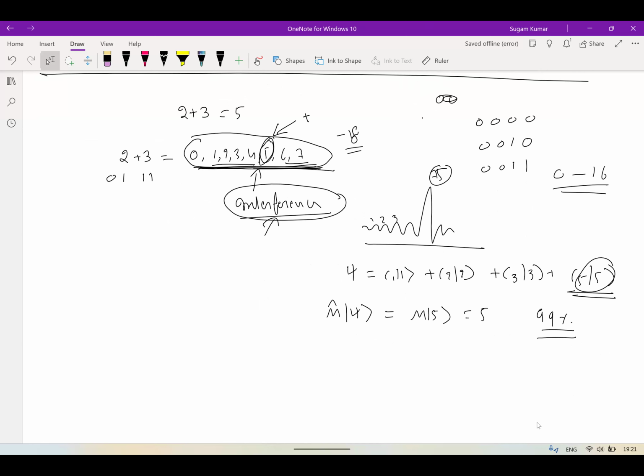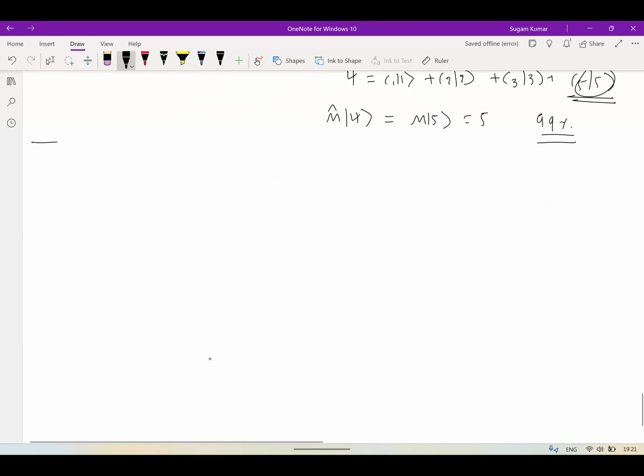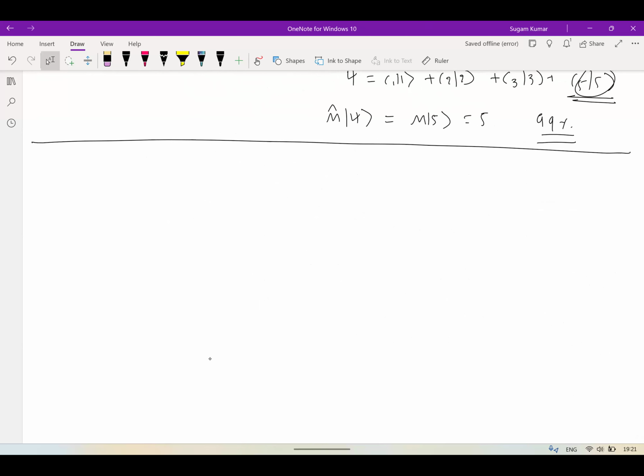There are two more questions. Sagar from JNU asks, other than electron qubit, is there any other quantum bit? Yes, I'm coming to that part.